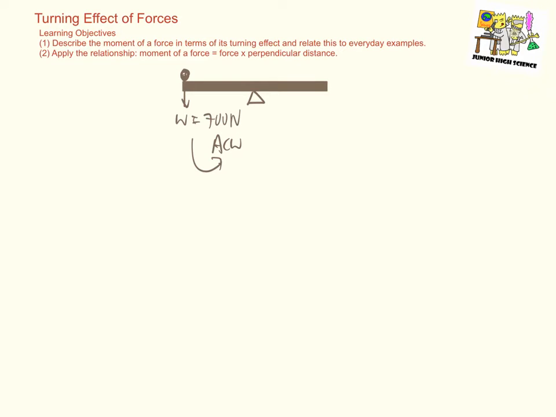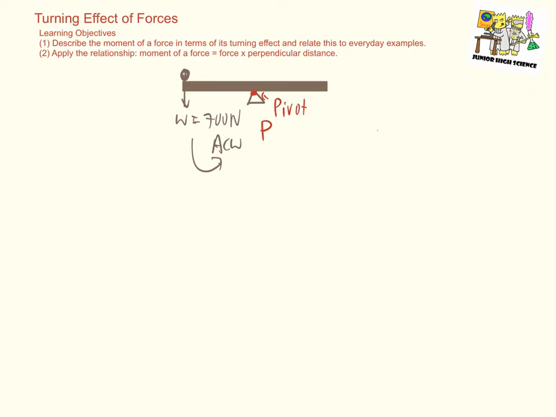Now, for a turning effect to be present, an important criterion is this point, which is what we call a pivot. I'll usually label a pivot in a diagram using a P. A pivot is a point where the whole system rotates about, and a pivot does not rotate together with the rest of the system. We give this turning effect of forces a name, and we call it moments.